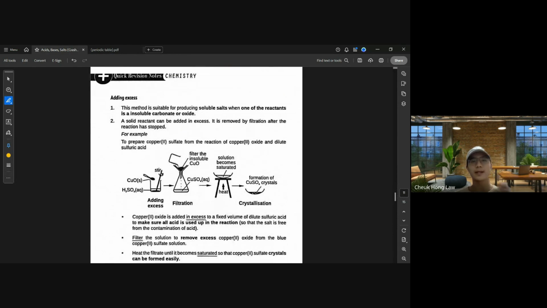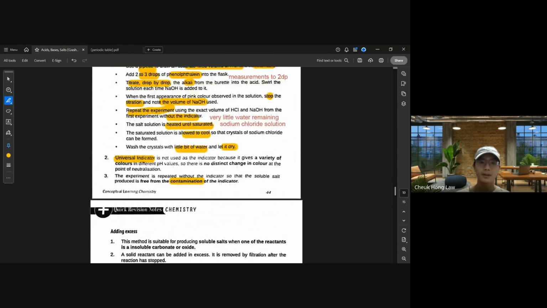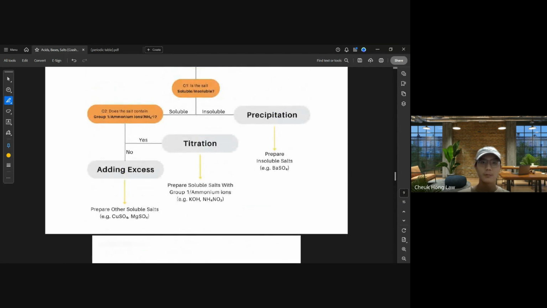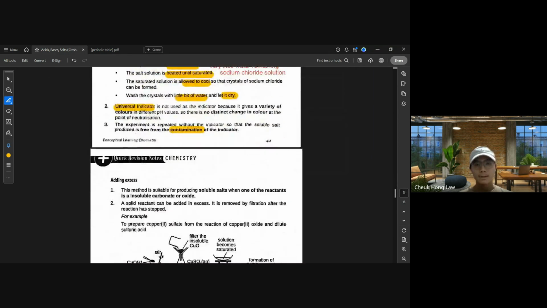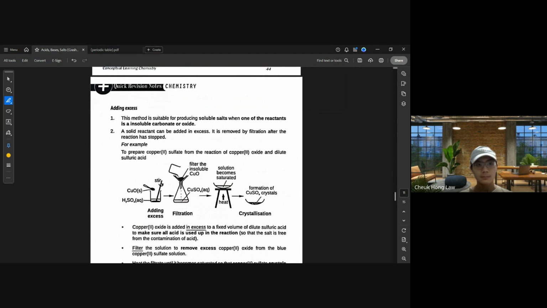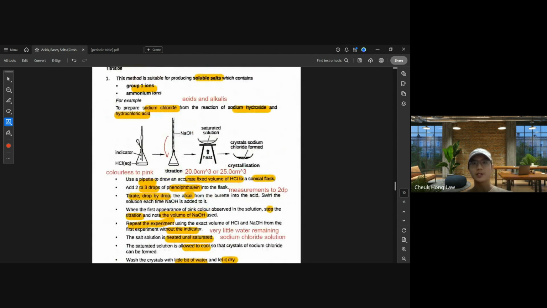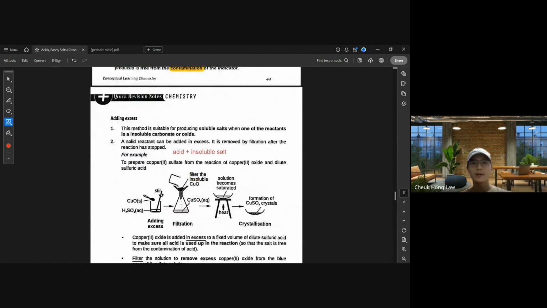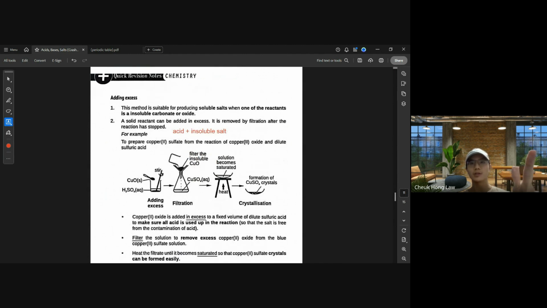Then let's move on to the second one, adding excess. Just a recap here. We use adding excess to prepare soluble salts that are not in group 1 or ammonium. The reactants for titration are acid and alkali. The reactants for adding excess are acid and an insoluble salt. So you have acid and you have an insoluble salt.